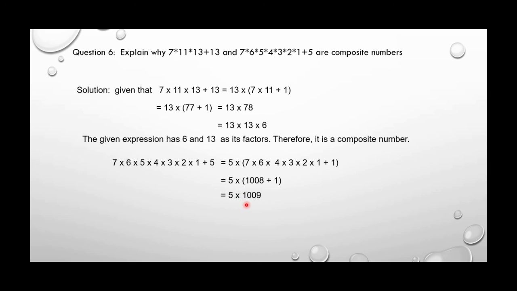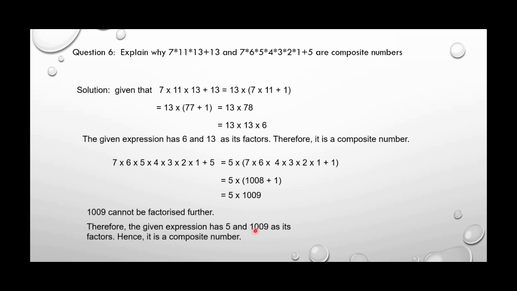Now the number 1009 cannot be factorized further. Therefore the given expression has 5 and 1009 as its factors, whereas a prime number will have only one factor, and hence it is a composite number.